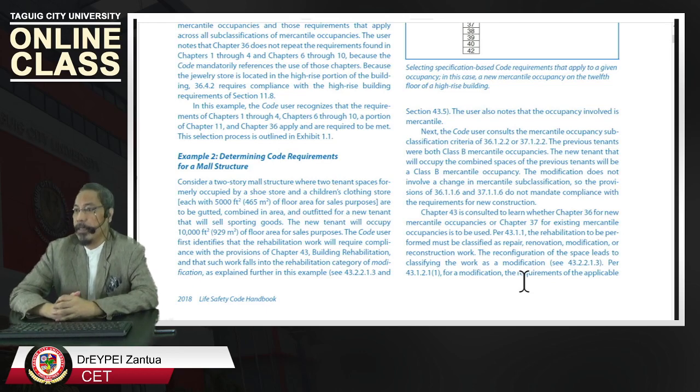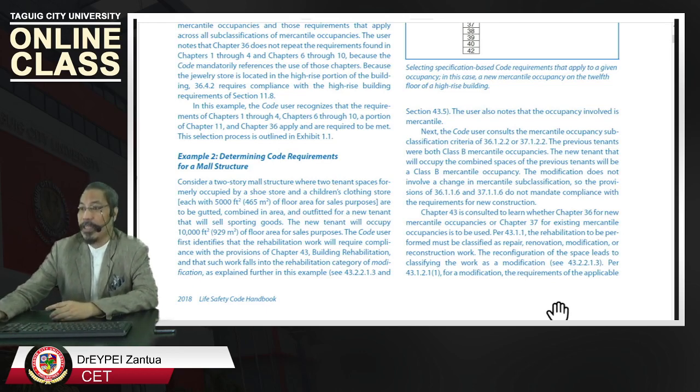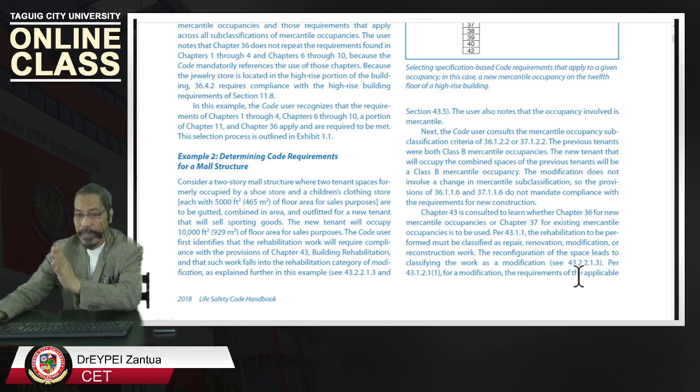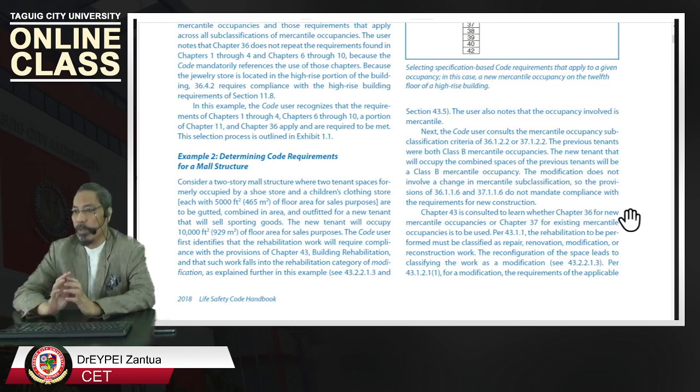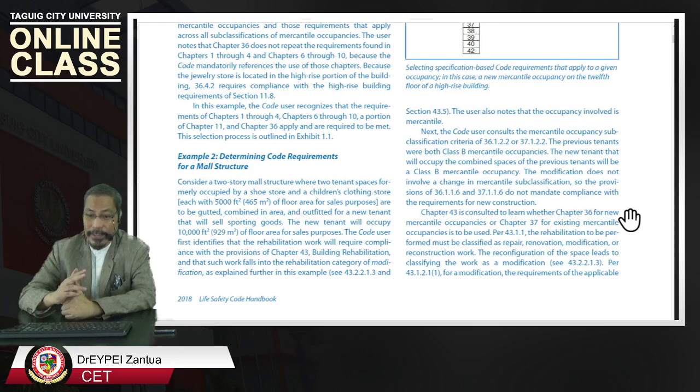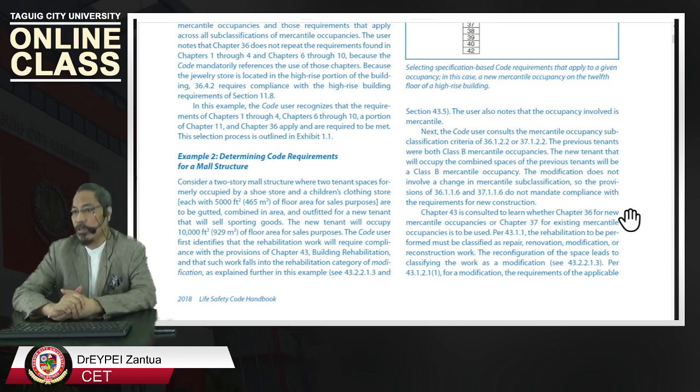Okay? Because we did not change the Class B subclassification category. Chapter 43 is consulted to learn whether Chapter 36 for new mercantile occupancies or Chapter 37 for existing mercantile occupancies is to be used.